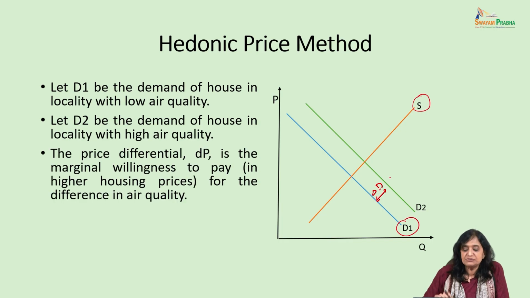So the price difference, which we say, let us say DP1, is happening because people are willing to pay a higher price for a house which is located in an area with a better air quality. I will just show you this also.